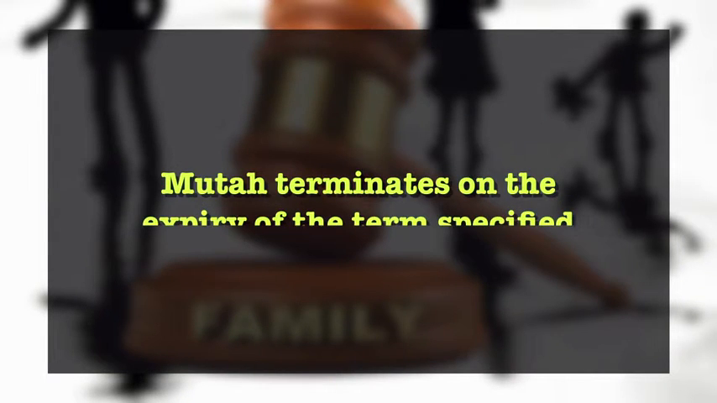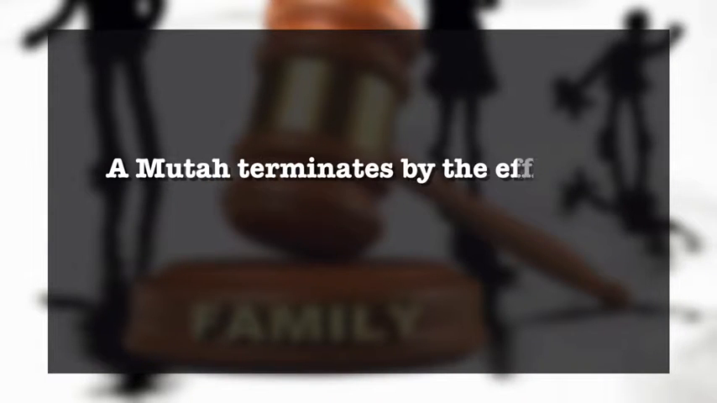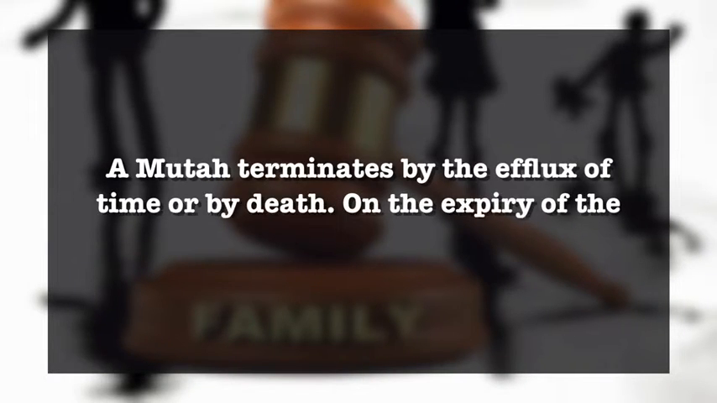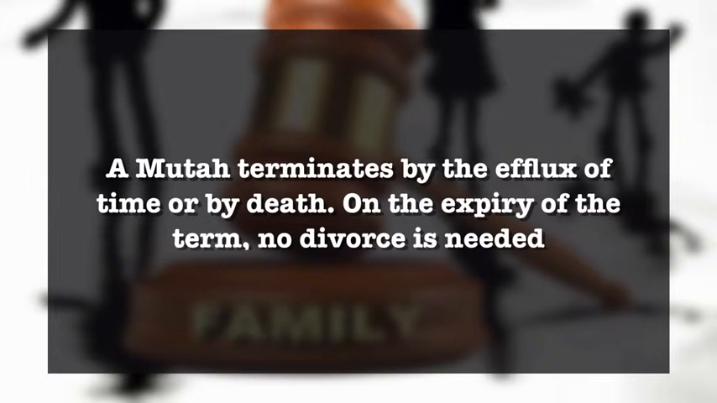Mutta terminates on the expiry of the term specified. A mutta terminates by the efflux of time or by death. On the expiry of the term, no divorce is needed. During this period, the husband has no right to divorce the wife, but the husband may make a gift of the term and thereby terminate the contract without the wife's consent.